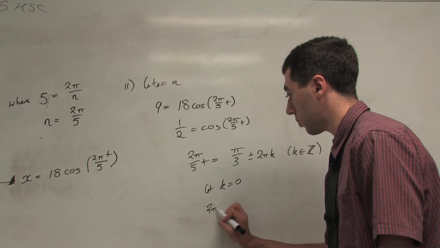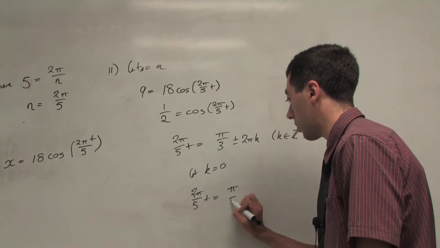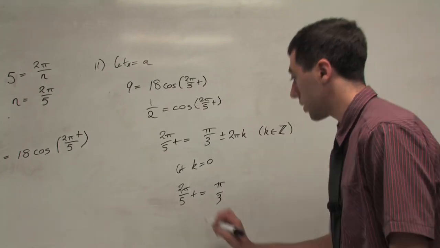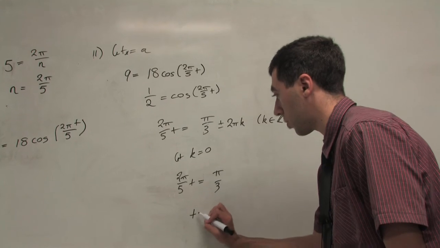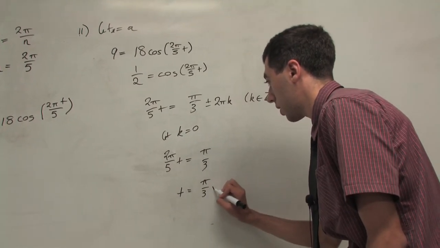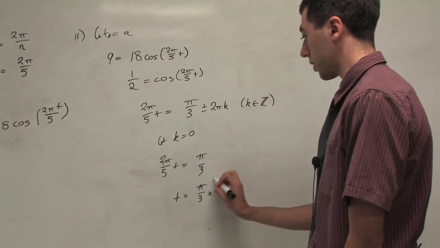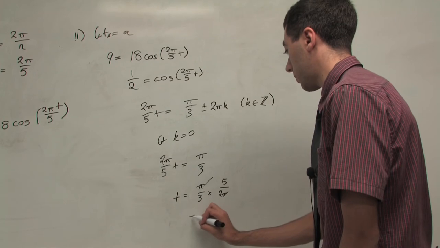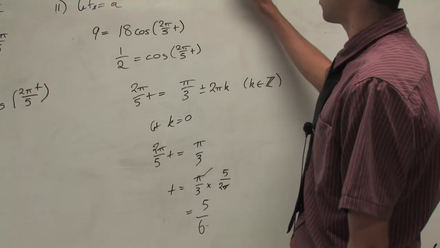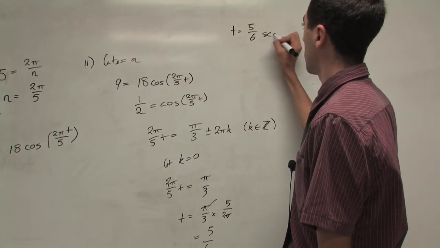So therefore, we get 2 pi over 5 times t is equal to pi on 3 plus 0. So clearly, it's just pi on 3. Now we divide both sides by 2 pi on 5. So we get pi on 3 multiplied by 5 over 2 pi. The pi's cancel out, and what we're left with is 5 on 6. So the time it takes is just t equals 5 on 6 seconds.